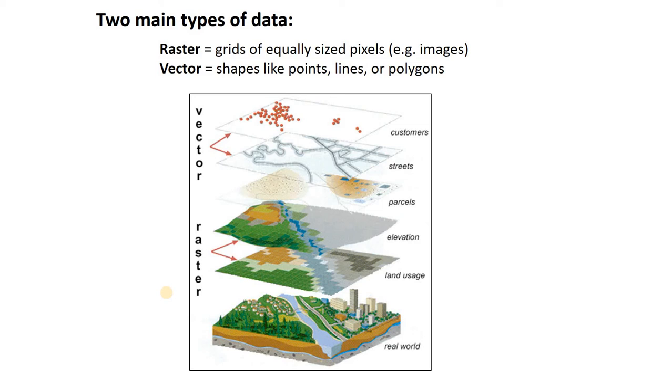So that could be anything. That could be elevation values. It could be color values in a photograph, but it's always going to be continuous.